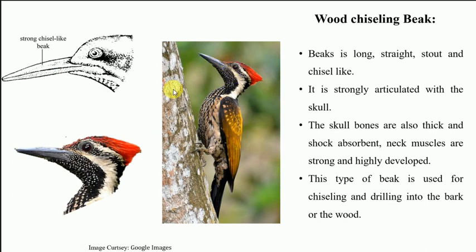First, it is useful for preparing the nest in the wood or in the bark of the tree, and secondly, whatever insect larvae or pupae are hidden under the stems of the plant, by knocking on the wood under which the insects are hidden, the bird can reach its prey, that is the insects, for feeding. So this type of beak is a peculiarity of the birds commonly known as the woodpecker. So woodpeckers are provided with a wood chiseling kind of beak.